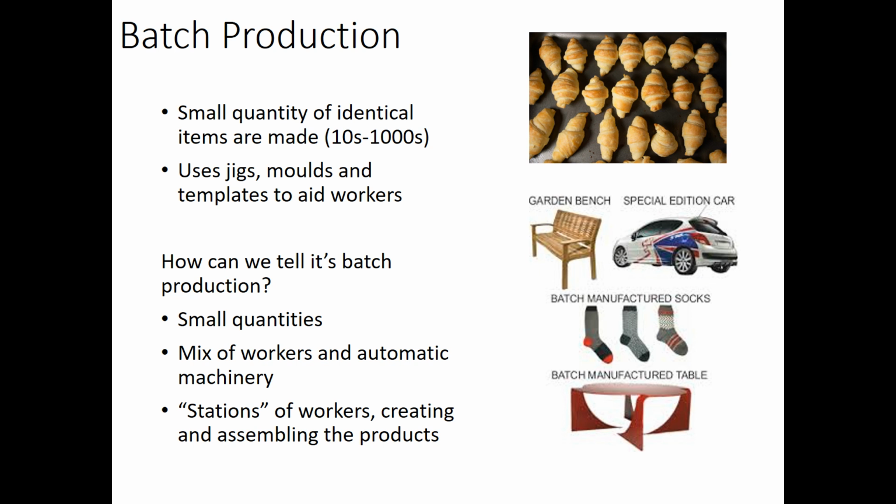So we've got small quantities, a mix of workers and automated machinery. You might have some CAD/CAM in there. For example, part of it might be laser cut. Stations of workers creating and assembling these products. So for example, if you've got a special edition car, a limited edition one, they're only going to produce maybe 100 at a time. Parts of that car may be different to what the original production might have been.